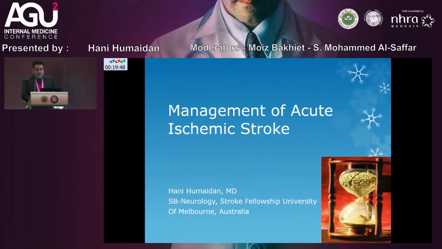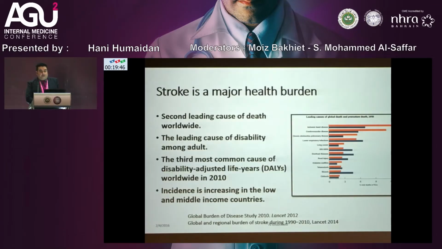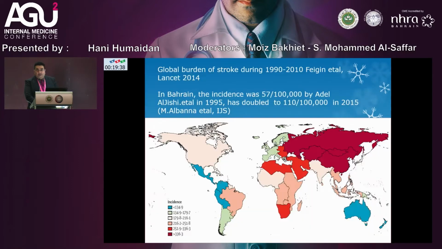Okay, so we'll start. Stroke is a major health burden. It is still the second leading cause of death worldwide and the leading cause of disability among adults. The global burden of stroke, you can see in this slide, is around 200 to 300 per 100,000. That's the incidence.